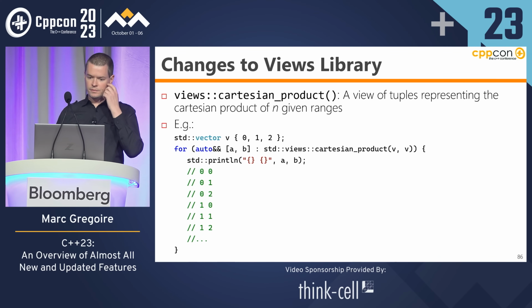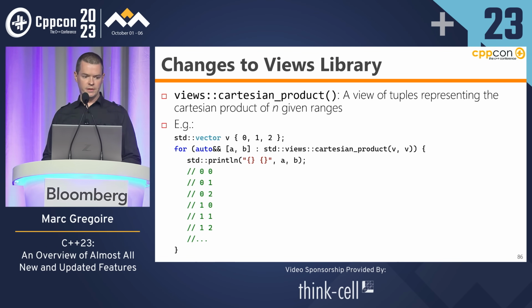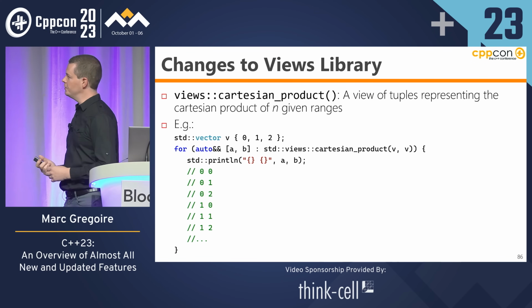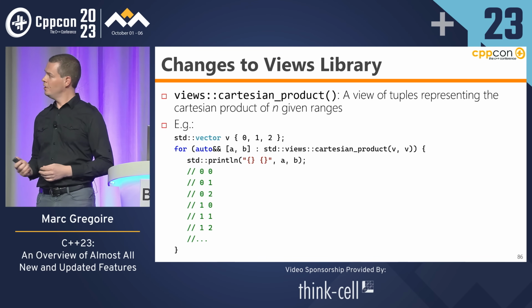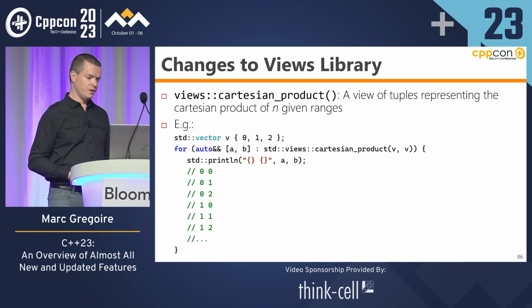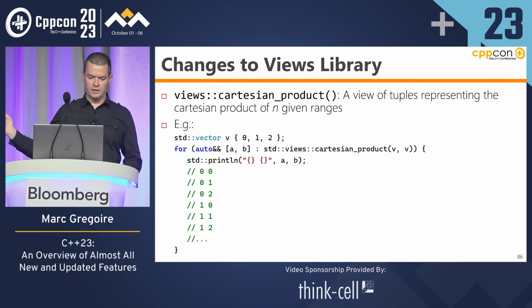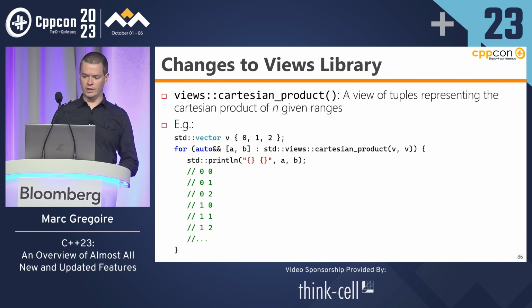Cartesian product. So here, this example is just calculating the Cartesian product of a vector with itself. The vector contains 0, 1, 2. So the result of this is, as you can see in the comments, 0, 0, 0, 1, 0, 2, and so on.